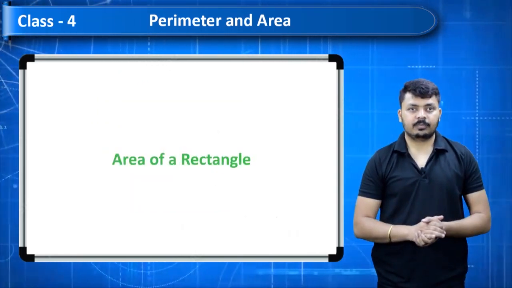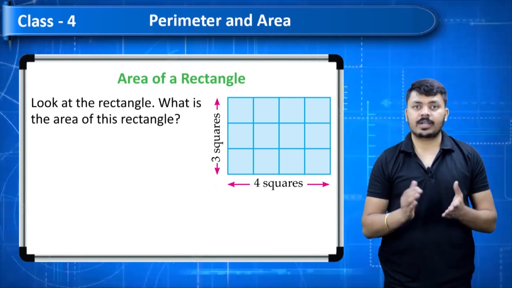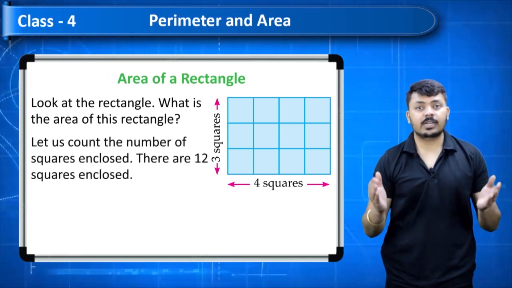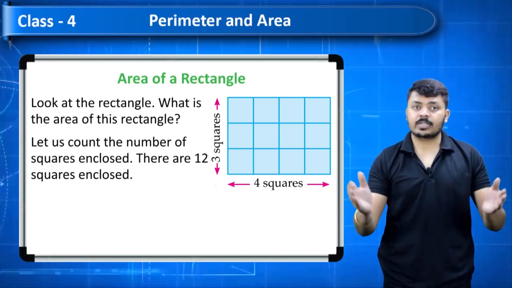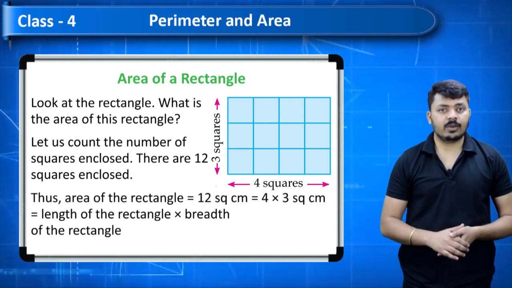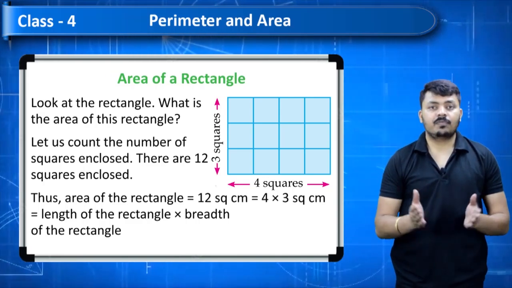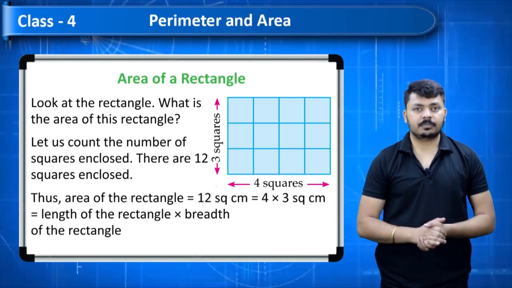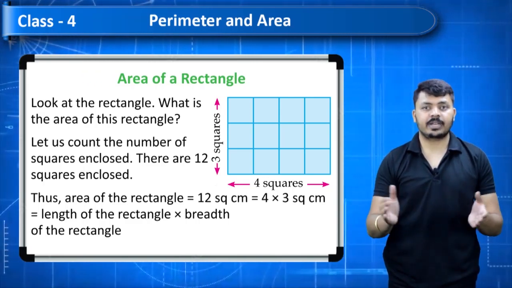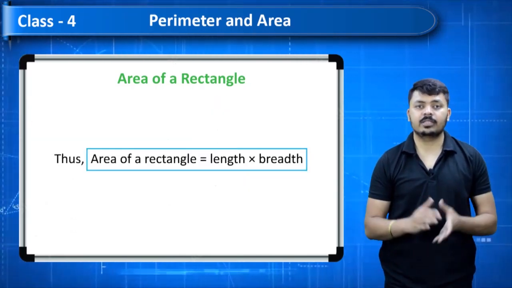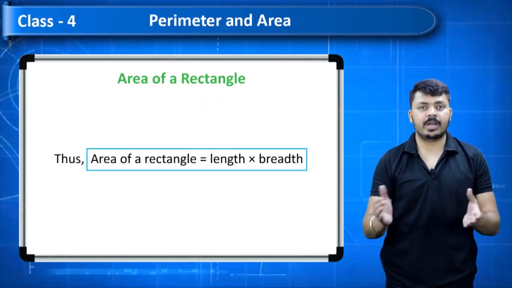Area of a rectangle. Look at the rectangle. What is the area of this rectangle? Let us count the number of squares enclosed. There are 12 squares enclosed. Thus, the area of the rectangle is equal to 12 square centimeters, which is equal to 4 into 3 square centimeters, equal to length of the rectangle into breadth of the rectangle. Thus, area of a rectangle is equal to length multiplied by breadth.